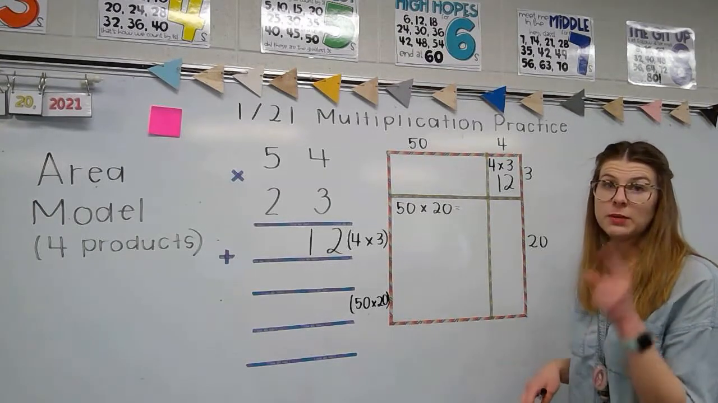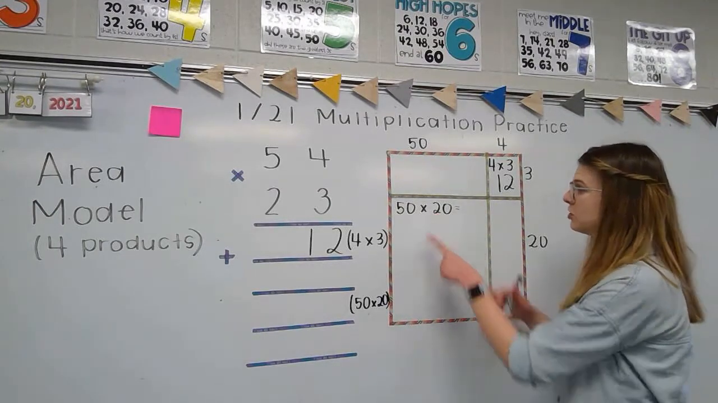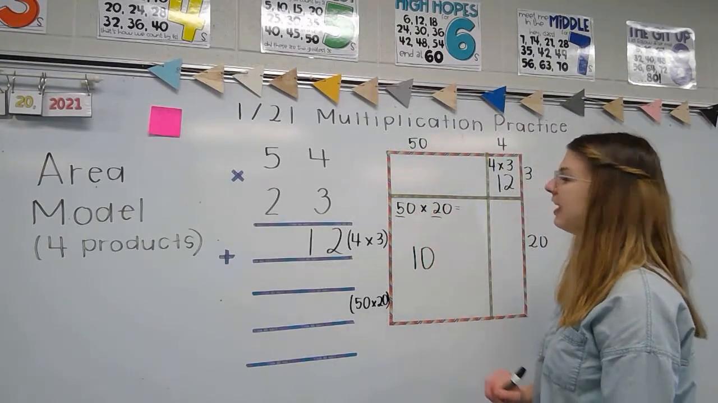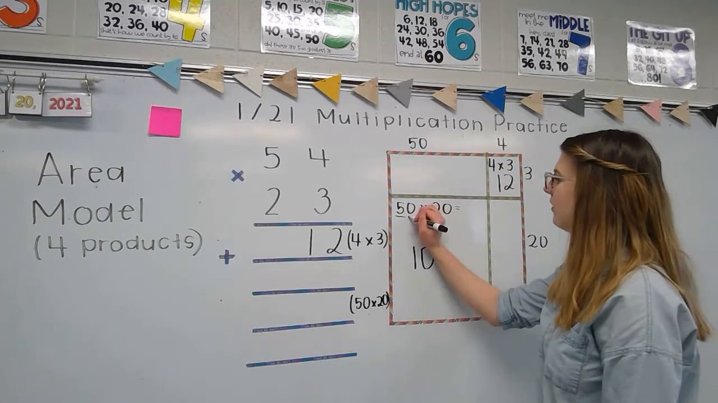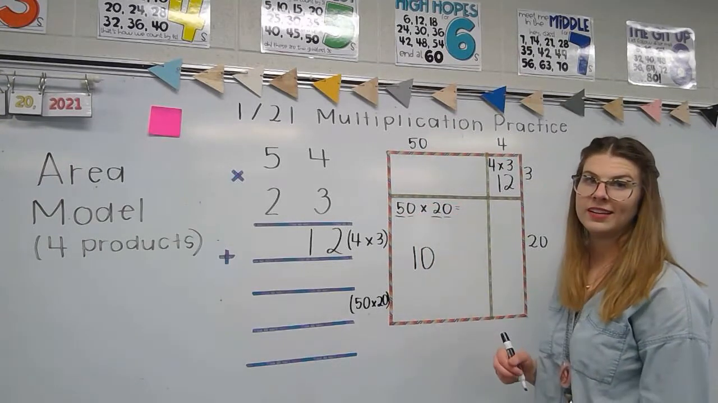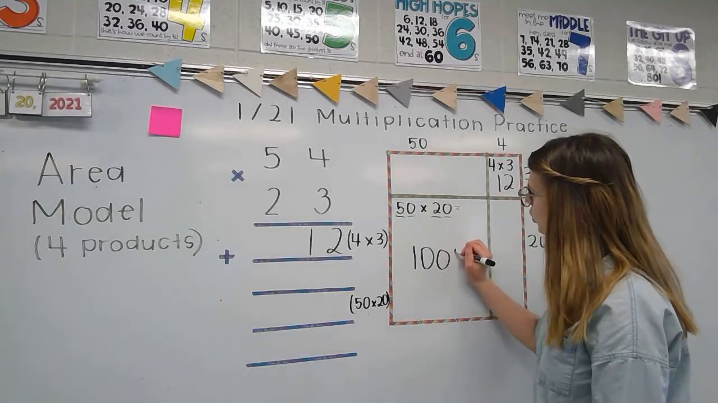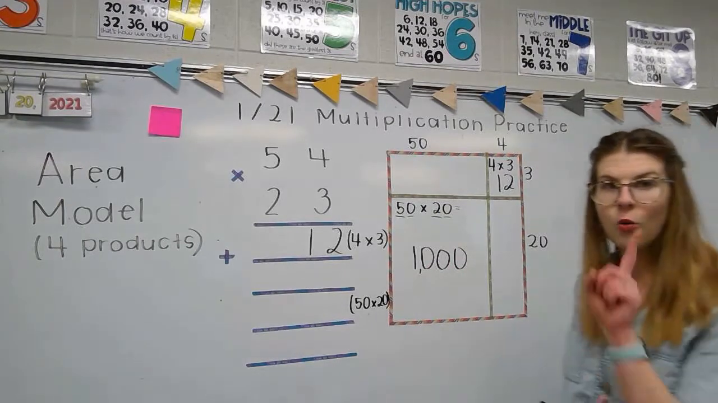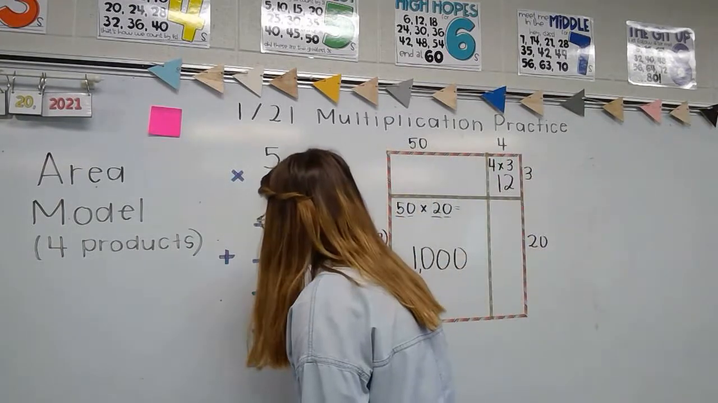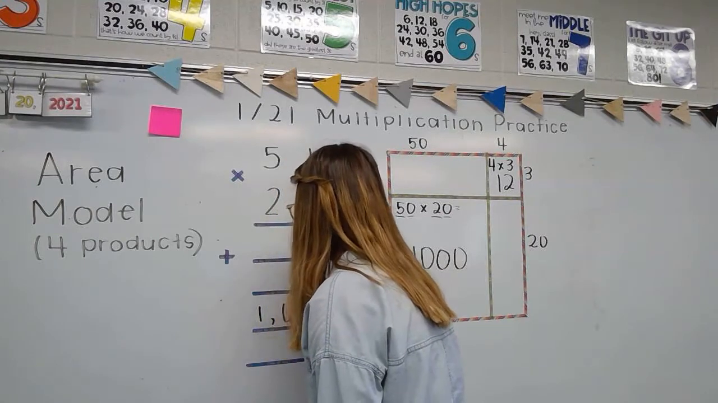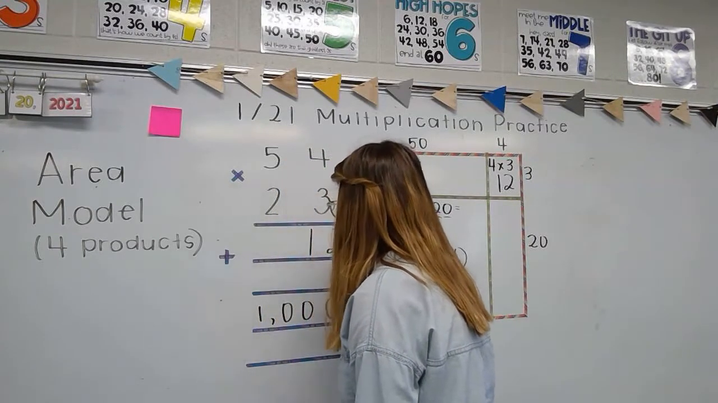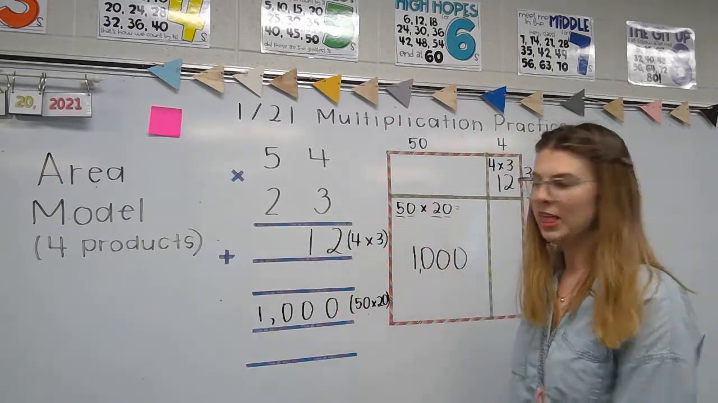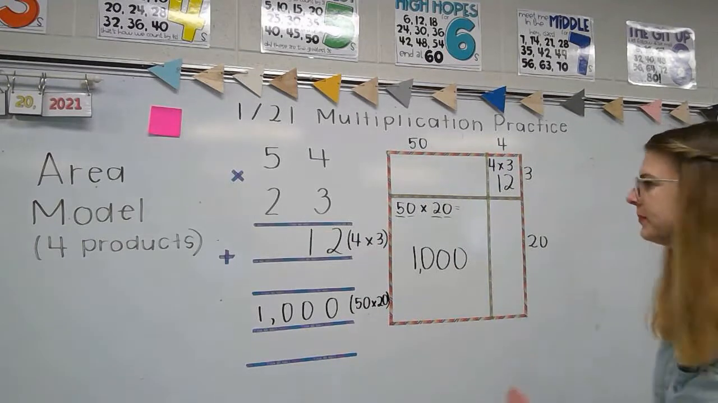I don't know 50 times 20, but I definitely know 5 times 2. 5 times 2 is 10. And when I have 2 more zeros inside of my number sentence, I can put those 2 more zeros inside of my answer for a grand total of 1,000. So our next partial product is 1,000. When I write these, I'm being really careful to line up my numbers so when it comes to adding them, they'll be nice and clean and ready for me to add.